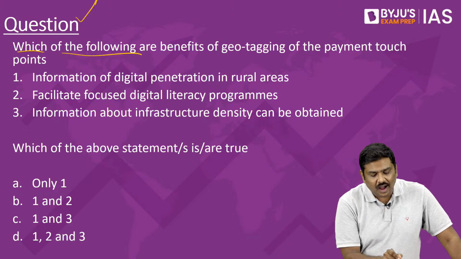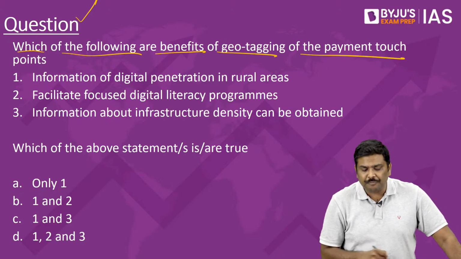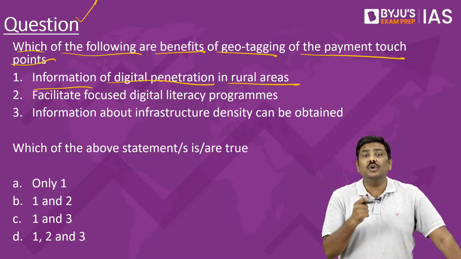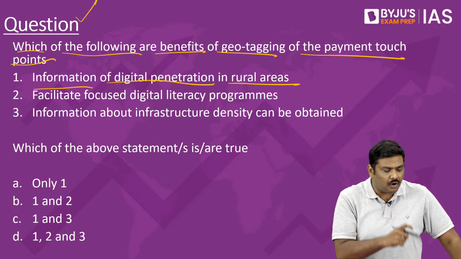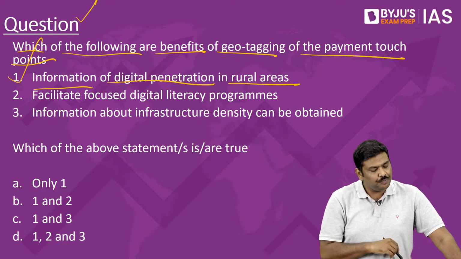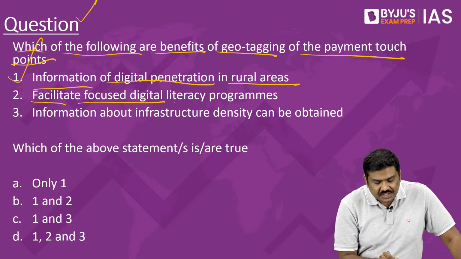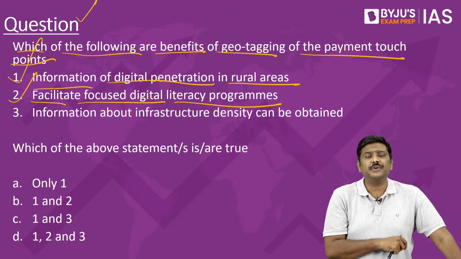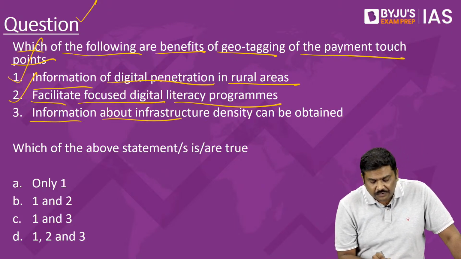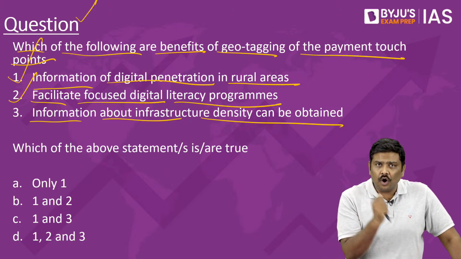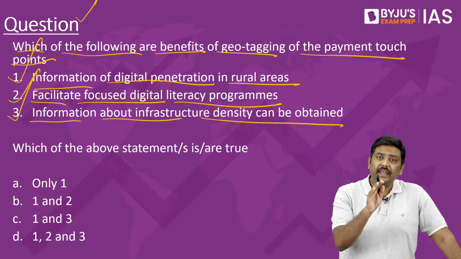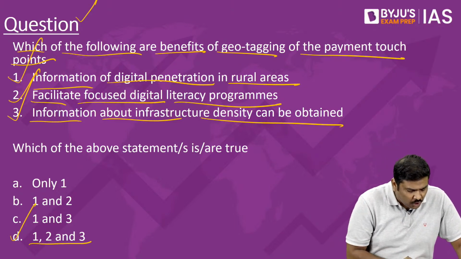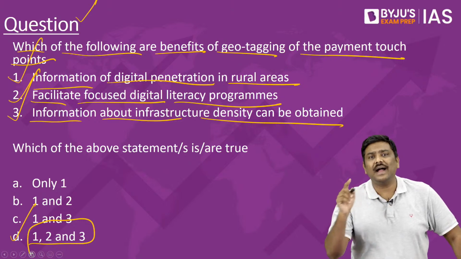Which of the following are the benefits of geo-tagging of payment touch points? Information of digital penetration in rural areas can be found out. Yes, that is true. Facilitate focused digital literacy programs. RBI simply says yes, we can do this also. Information about infrastructure density can also be obtained. The third statement, in fact, is true. Right, so all the three statements are true. Right option is option D, 1, 2 and 3.